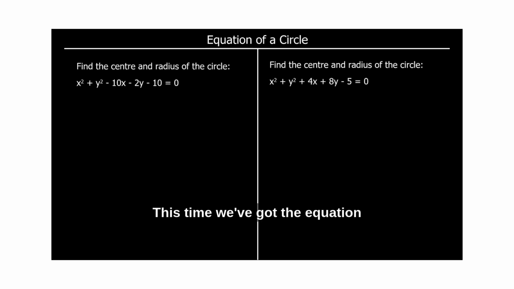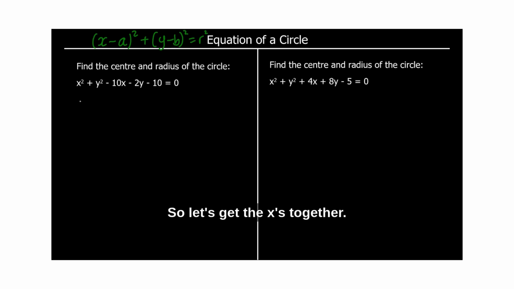This time we've got the equation of a circle, but it's not in the right form. So to find the center and the radius of x squared plus y squared minus 10x minus 2y minus 10 equals 0, we've got to put it into the right form. So we want it in the form (x minus a) squared plus (y minus b) squared equals the radius squared. And to do that, we're completing the square.